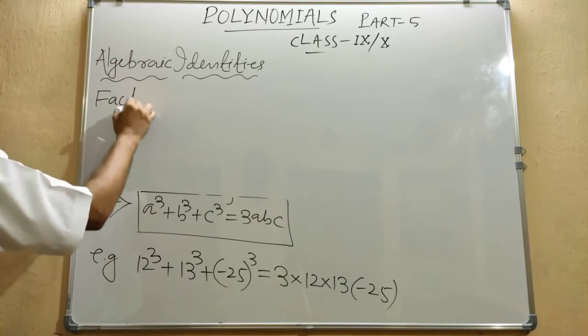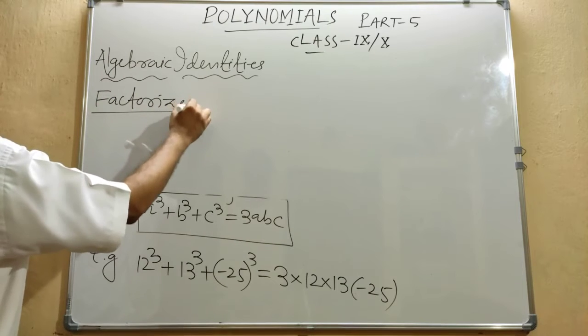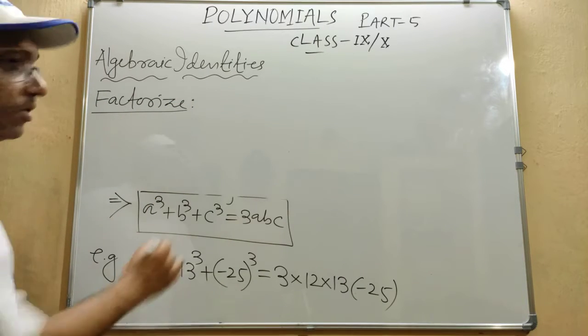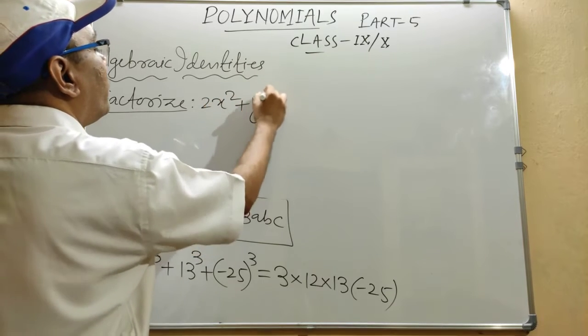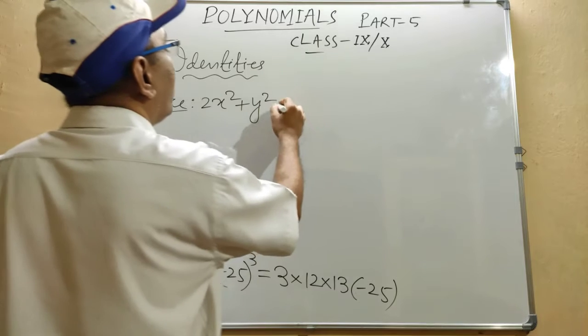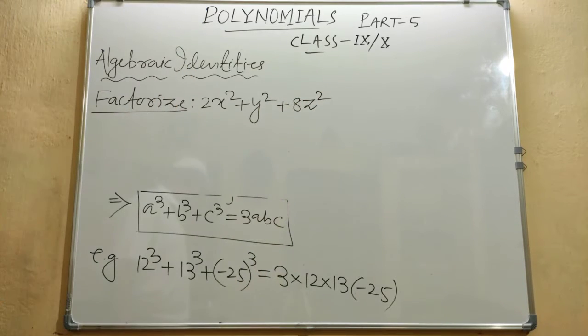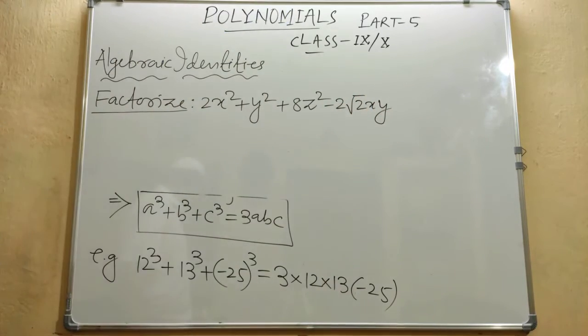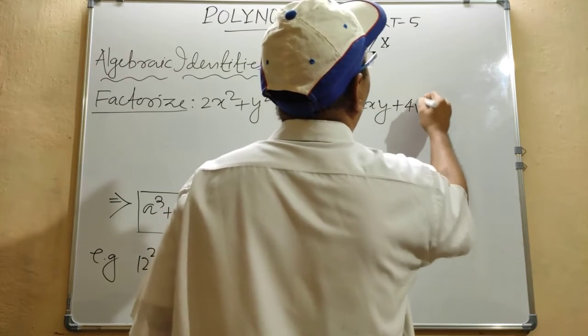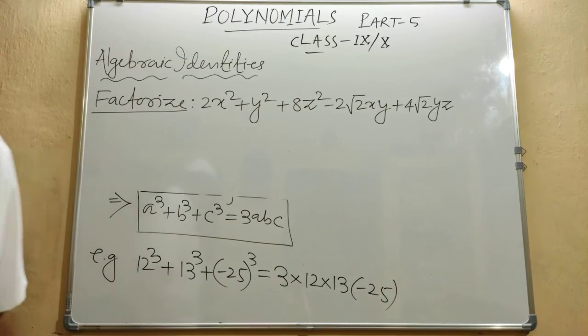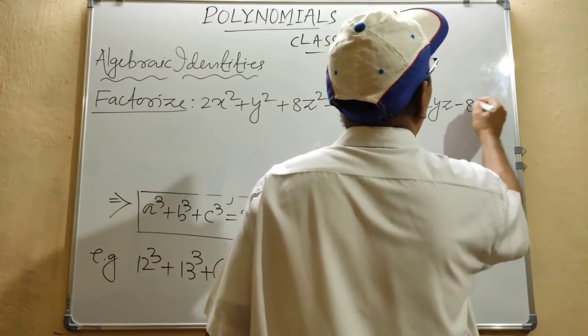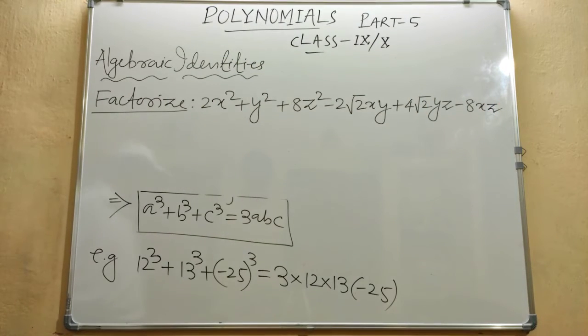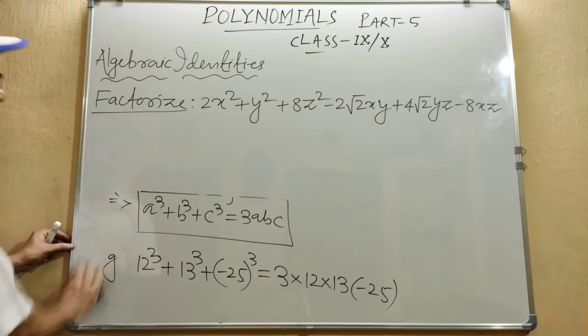First problem, factorize: 2x square plus y square plus 8z square minus 2 root 2 xy plus 4 root 2 yz and minus 8xz. You have to factorize it.